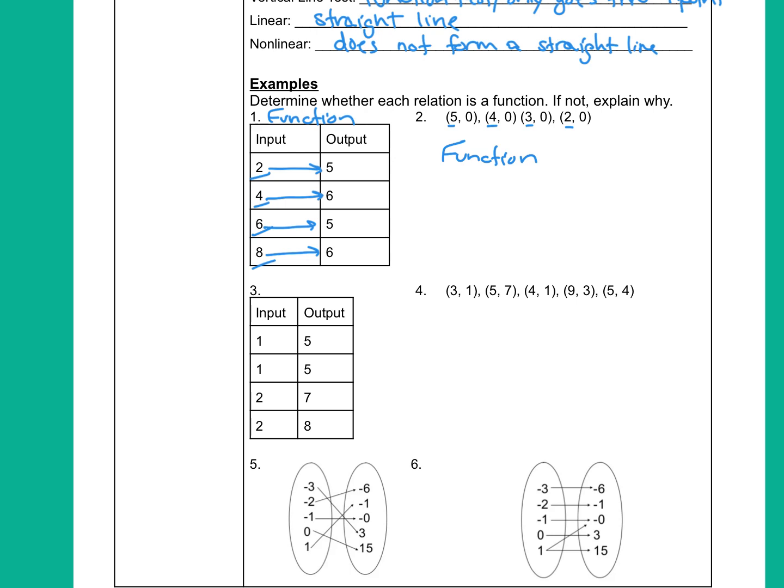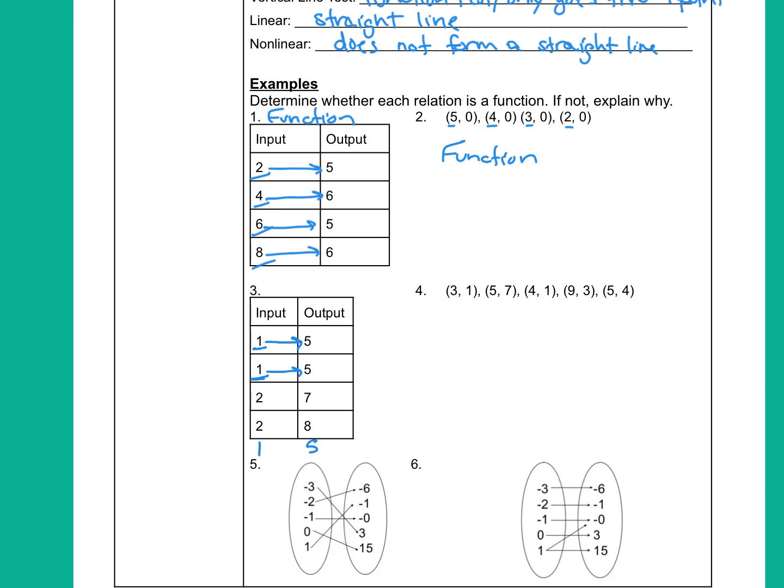I have a 1 and a 1, so I've got 1 on here twice. This one tells me that the 1 has to go to 5. So if I see another 1 in my list, it better also go to 5. And here's another 1, but look, it also goes to 5. So that part's okay. If I add another 1 to this list, it would have to go to 5.